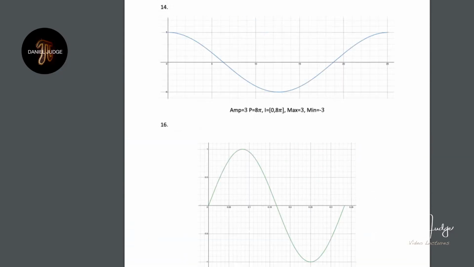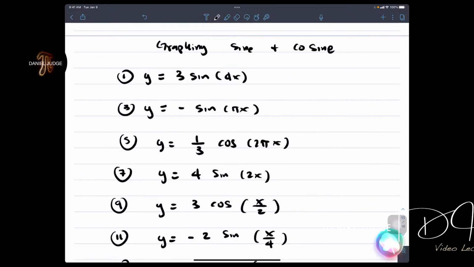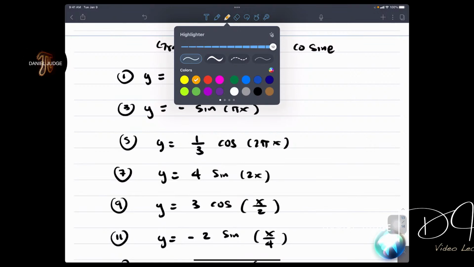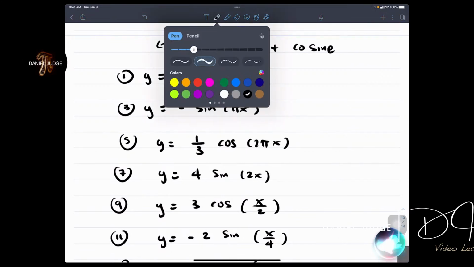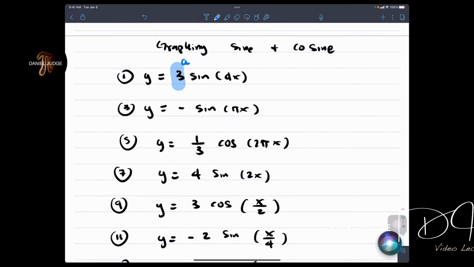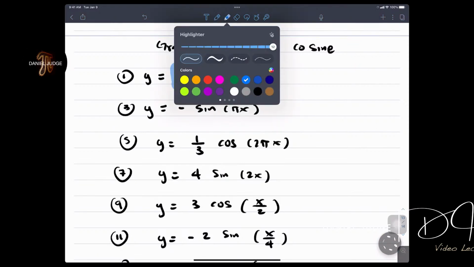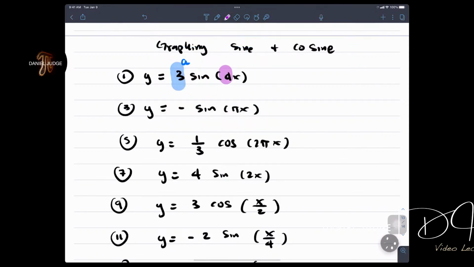Alrighty, so I wrote them down in the iPad already, so we're going to start with y equals 3 sine 4x. Let's remember here, you need a couple of pieces of information. First of all, this is our A value. A is 3. K here is 4.